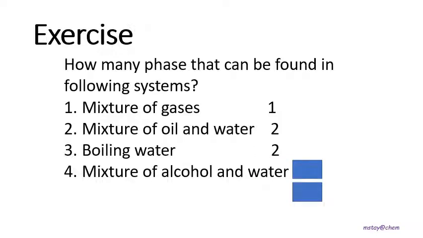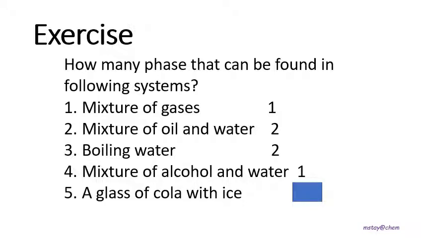Mixture of alcohol and water. Like the previous tutorial question 1a, alcohol and water both can form hydrogen bonds, so they are going to mix well together and only one layer will be seen, so there is only one phase. Last question, a glass of cola with ice. Cola is in the liquid form while the ice is in the solid form. Here you can see both phases clearly with the boundary, so there are two phases for this system.